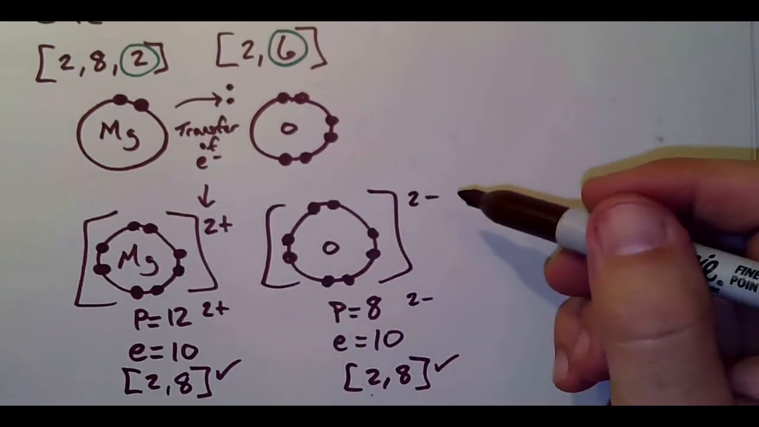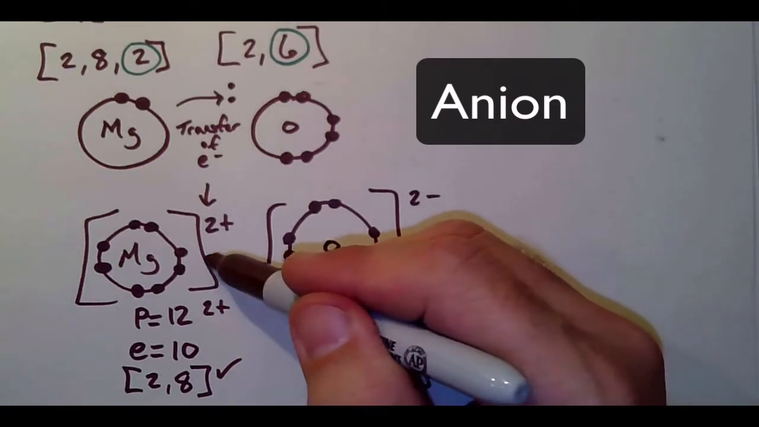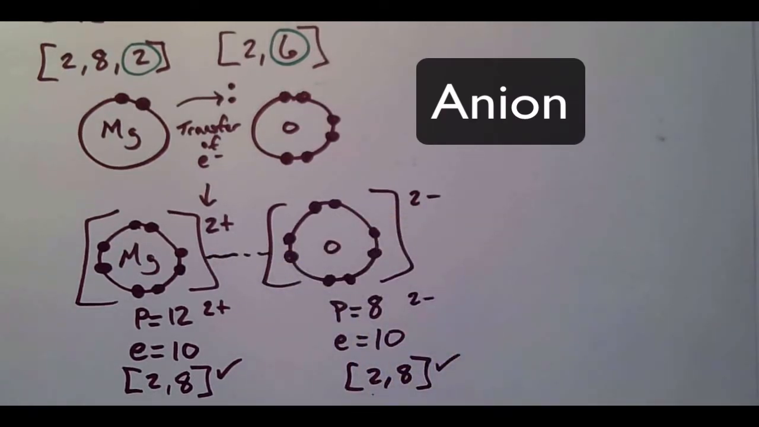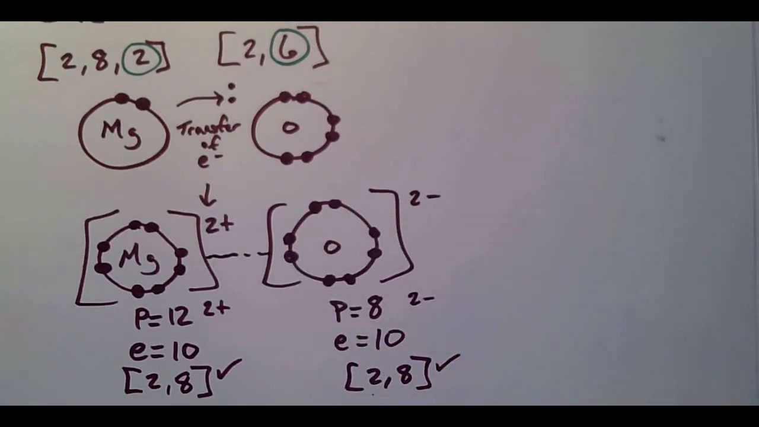You can see this as an anion. And again, we're going to have an ionic bond form between these 2 atoms, forming a nice chemical bond.